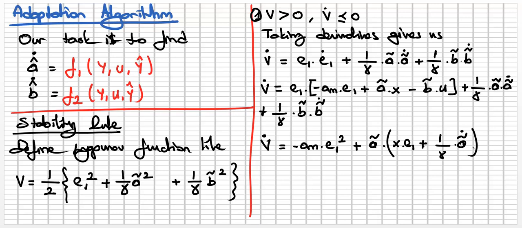And so we can also collect the b error hat here like this one. This is equal to the e1 times u, but we should add the minus here because this is the subtract operation, and plus 1 divided by gamma b error hat dot, okay? And so how can we use this equation in order to stabilize the system?